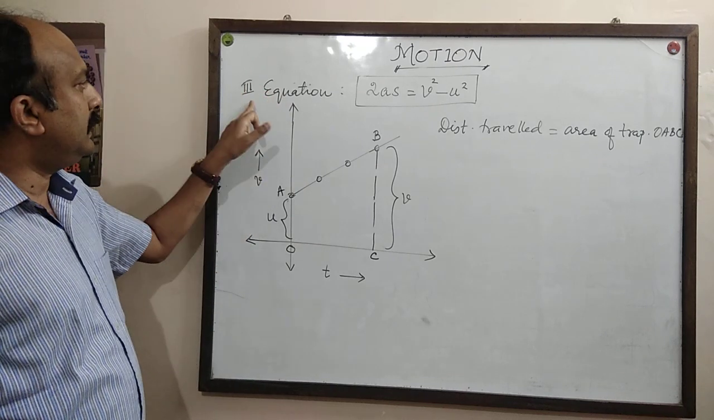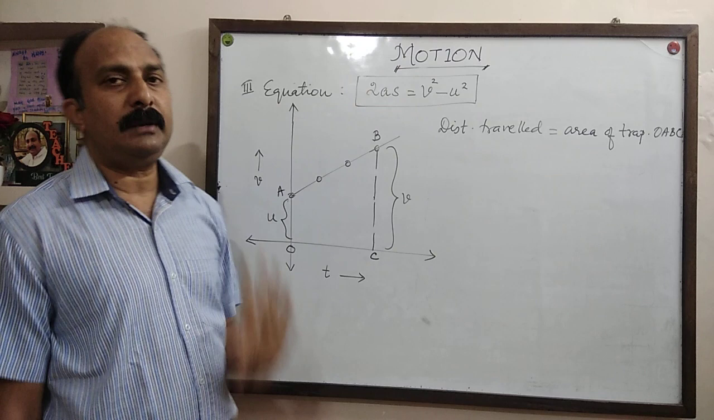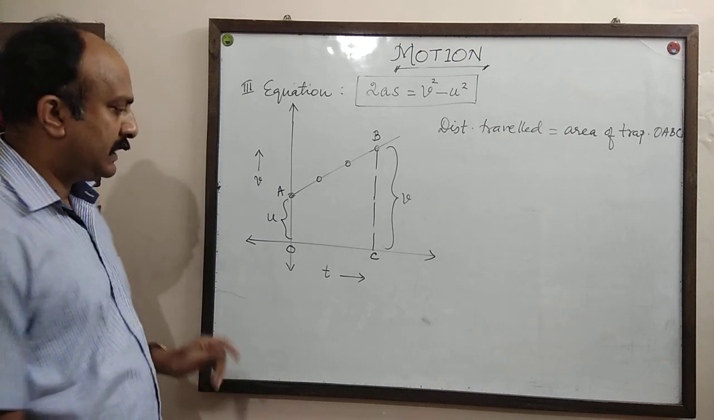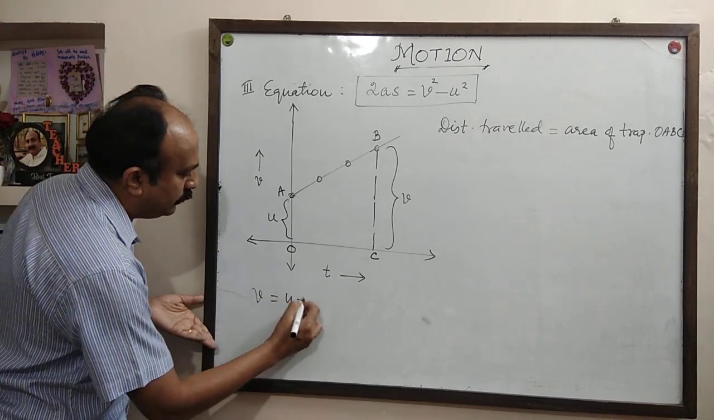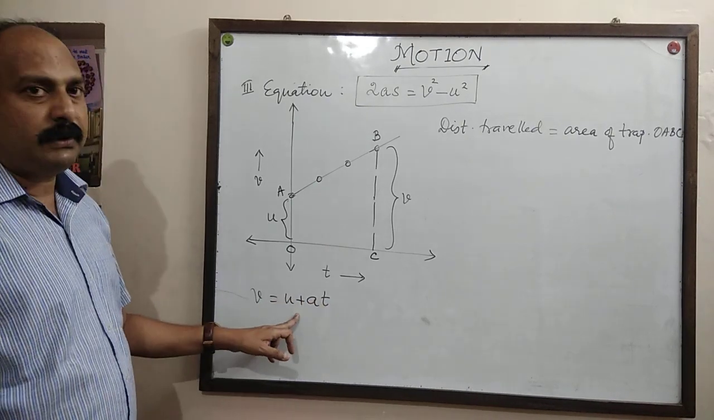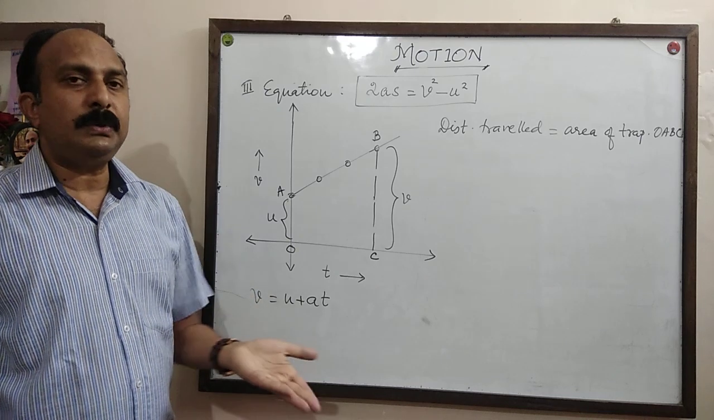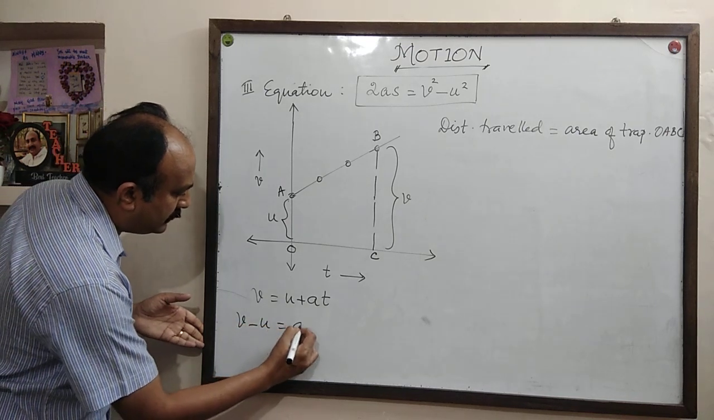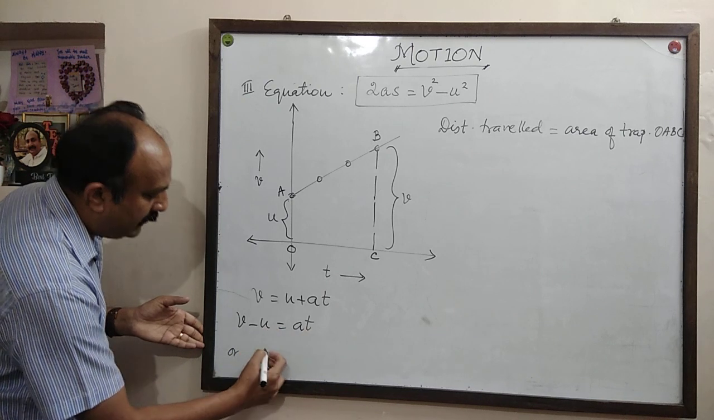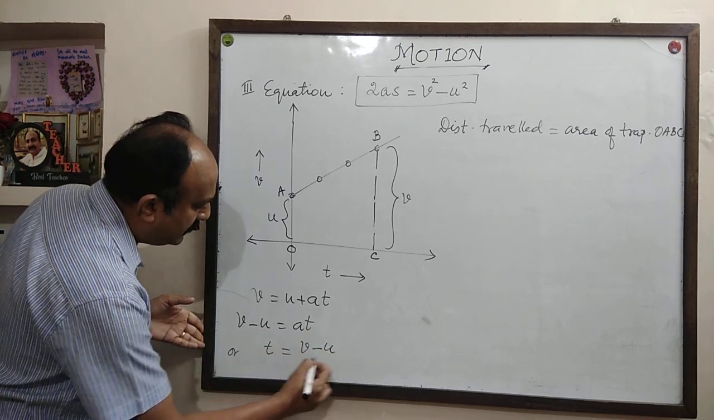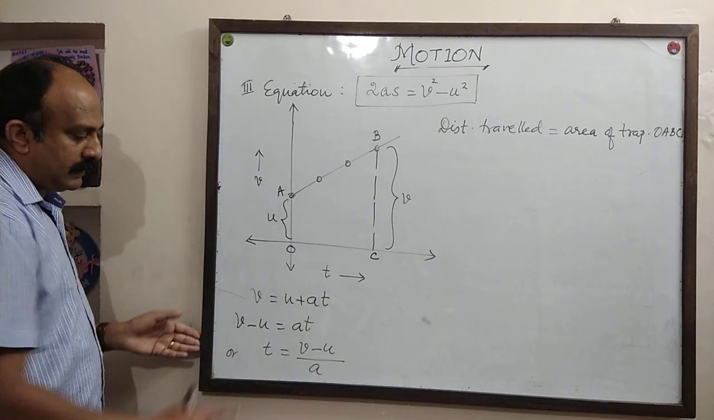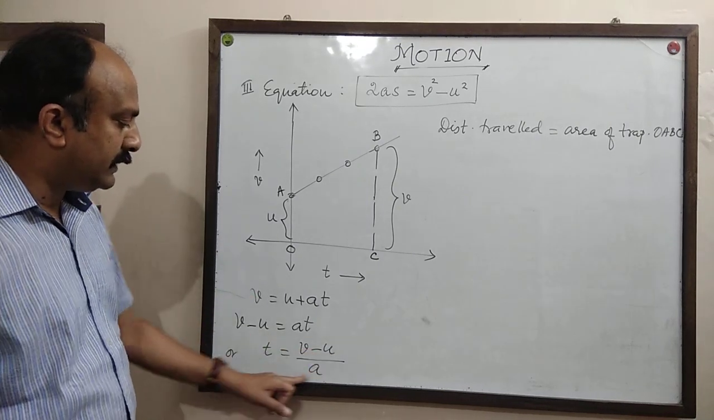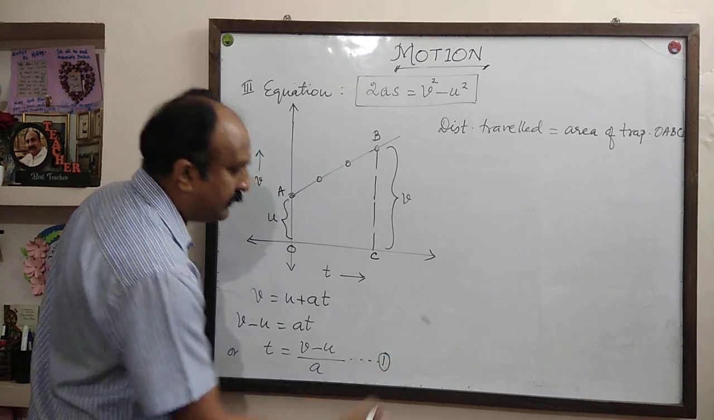Now we are going to derive the third equation of motion, that is 2as equal to v square minus u square. For this, we are using a substitution again from the first equation of motion. First equation of motion is v is equal to u plus at. From this we are making a substitution for time t. Taking u this side, v minus u is equal to at, or t is equal to v minus u upon a. So we got a substitution for time t. I am keeping it as equation number 1.